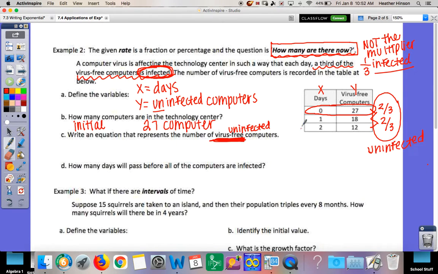Well, if you're talking about fractions here, you're looking at a third of them getting infected every day. So if we split this up into 3 parts, this third right here, this is your infected.